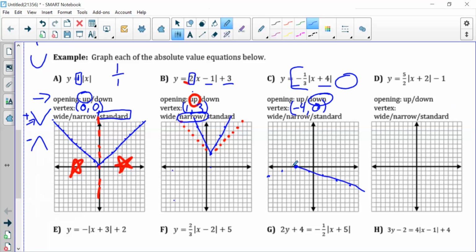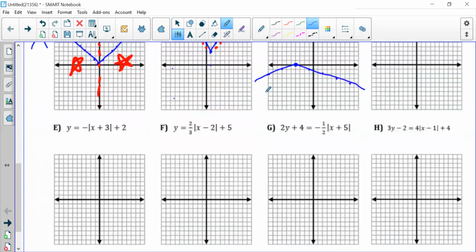And I bet you can already tell without me even drawing the standard 1, 1 graph on here that this is definitely wider. Okay, so fractional numbers, numbers that are less than 1, it's going to be wider. Whole numbers greater than 1, anything greater than 1 is going to be narrower.